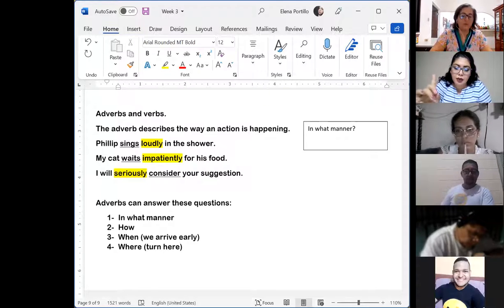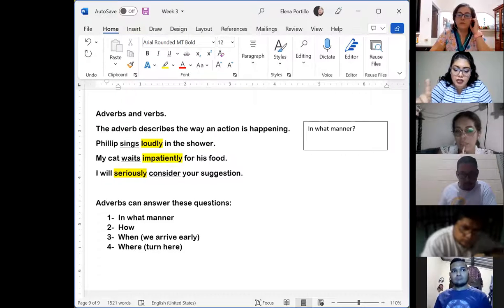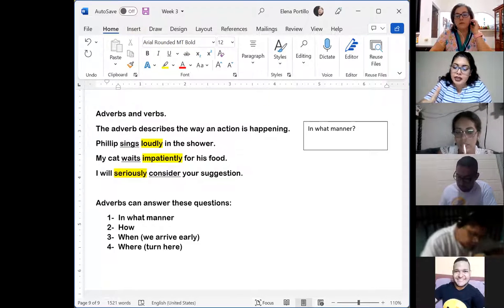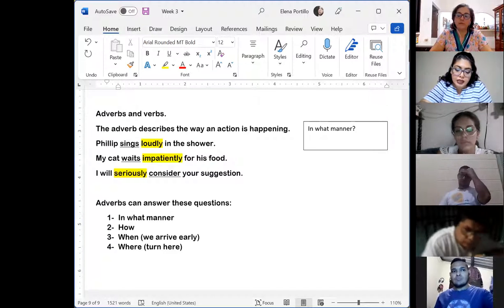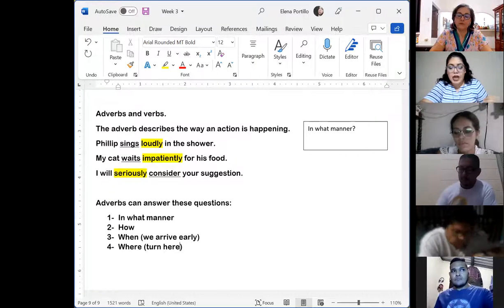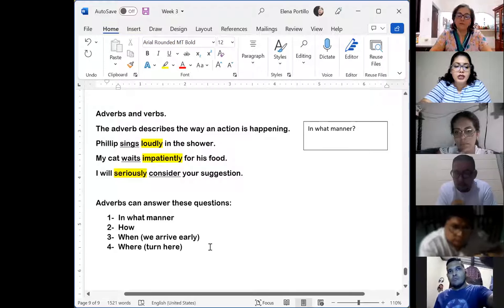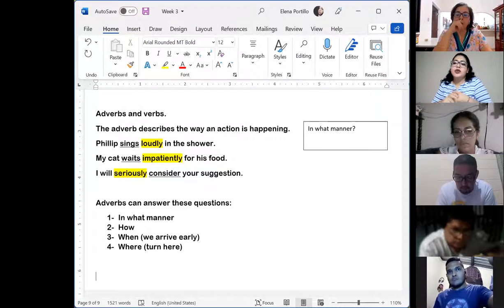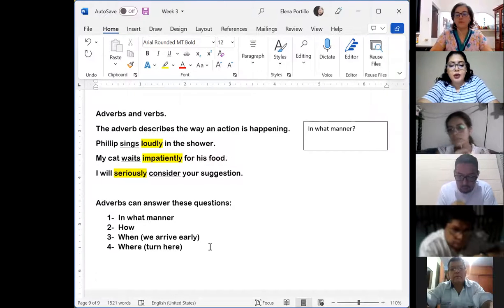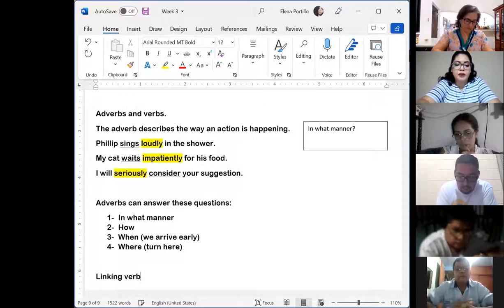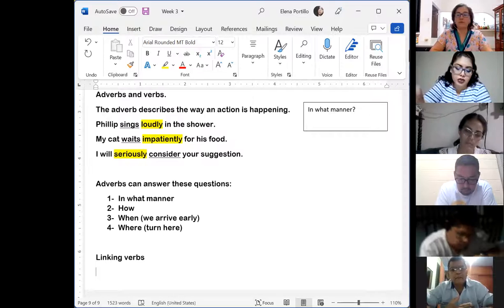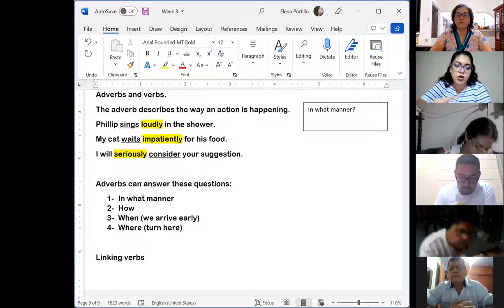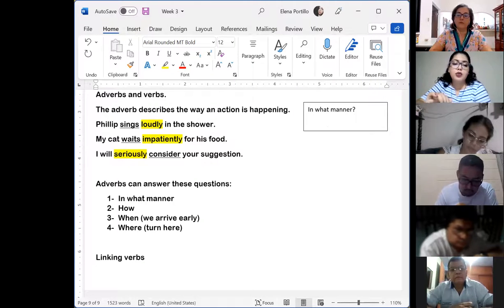However, there is one type of verb that doesn't mix well with adverbs. And those are the linking verbs, such as feel, smell, sound, seem, and appear. Typically, we need adjectives, not adverbs. So we have one type of verbs that are not working well with the adverbs. And we have the linking verbs. We are going to learn about the linking verbs. We are going to talk about something about the linking verbs to know why they can't be used with the adverbs.